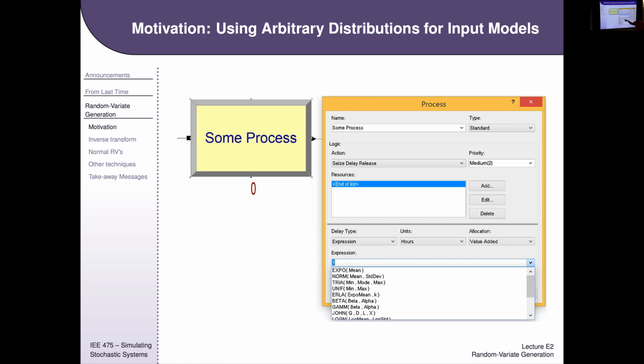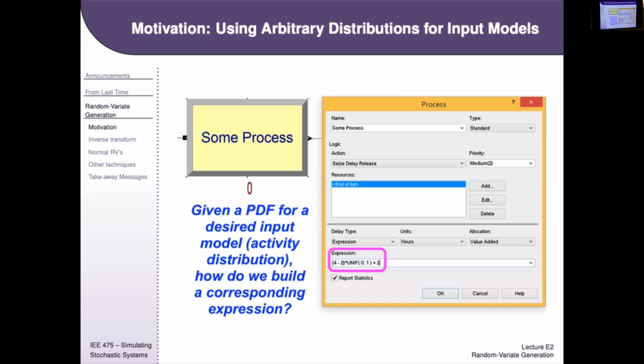There are a bunch of expressions that they've already preloaded for you down here under delay type. Unfortunately, they use the term delay, but you know it's inactivity in this case. We can choose one of the ones already given to us, or we can just say expression and type it in ourselves. A lot of times it won't fall into one of the stock ones that they've given us, and so we have to come up with our own expression. So the question is, how do we come up with that expression?